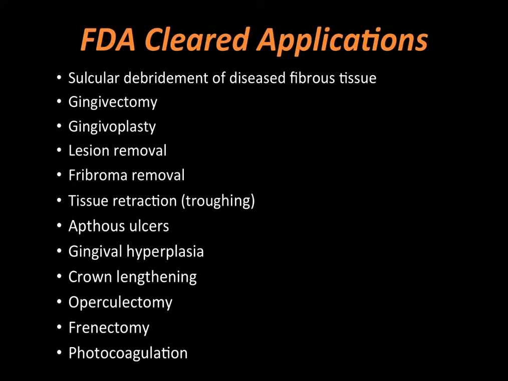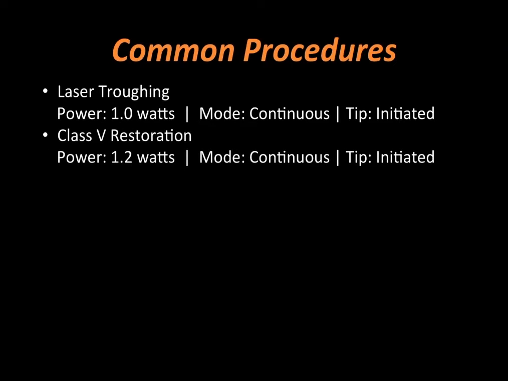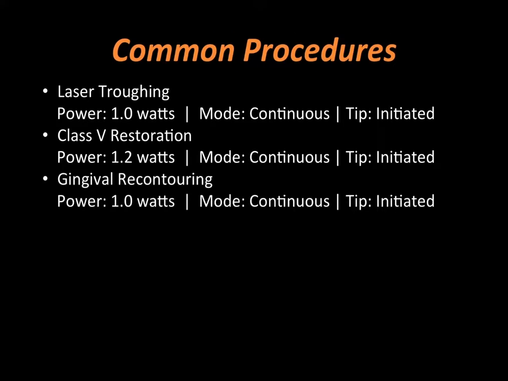Contouring gingival hyperplasia, crown lengthening, removing tissue over an erupting tooth, frenectomies, and it helps me coagulate sites very, very well. Common procedures, laser troughing, probably my number one that I use it for. Have you ever had a class five preparation where you've disrupted the tissue and it's bleeding? It's almost impossible to get a proper composite restoration subgingival. I'll use that laser to coagulate the area so that I can immediately place my composite restoration.